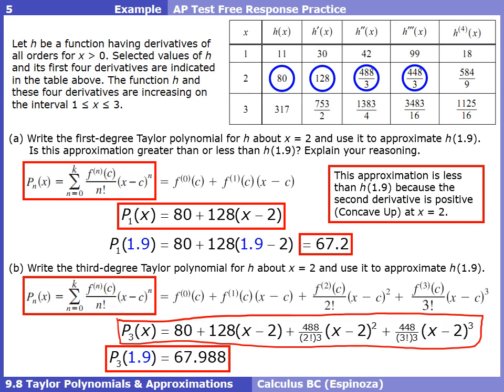And since we want to use that polynomial to approximate h of 1.9, we're going to take 1.9 and plug that in. Of course, we don't need to show that step or all that work. This is just going to be done in your calculator, and you'll end up with 67.988. So definitely you might want to take a moment to make sure your calculator skills are where they need to be. Plug in 1.9 and make sure you can also get 67.988.